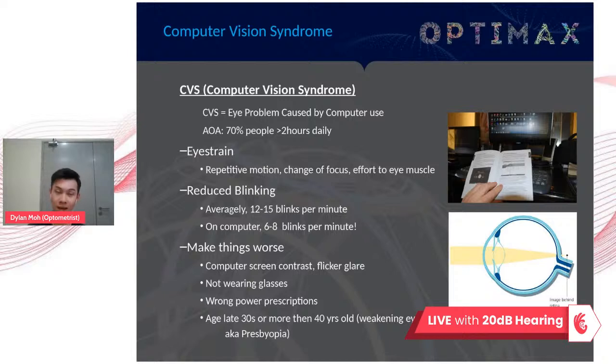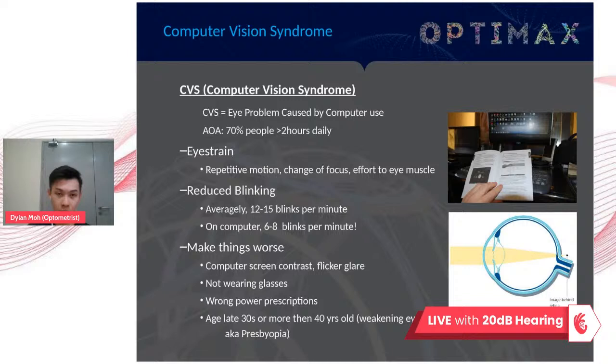But seriously, is it just two hours? If you are just scrolling the handphone while lying on the bed, that's already 2 hours. And if we use a PC in the daytime for work, that's already 8 hours. But does that mean everyone of us has CVS? Actually, it depends on whether you have the symptoms or not.